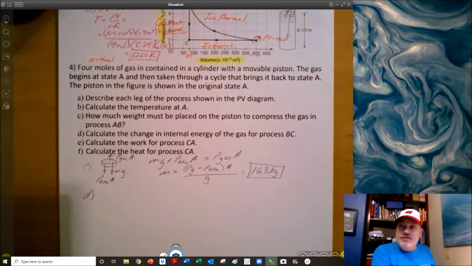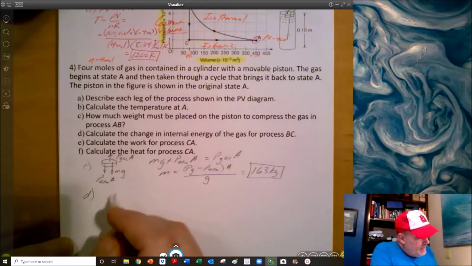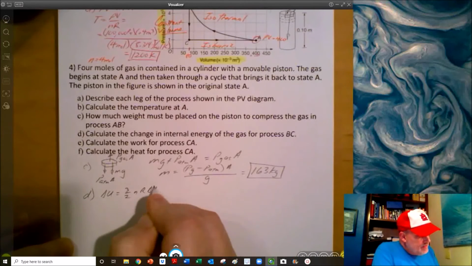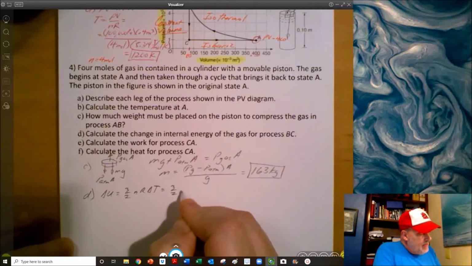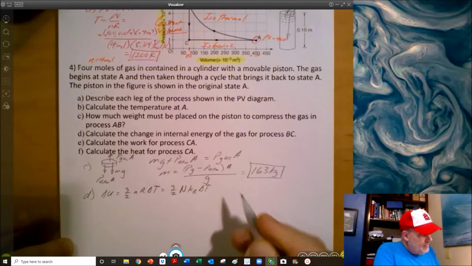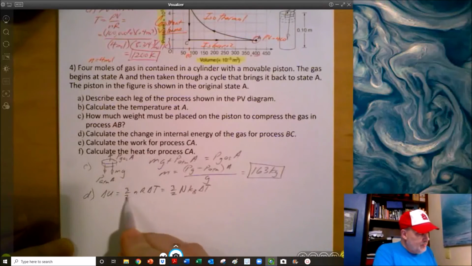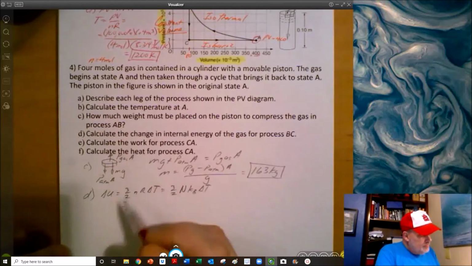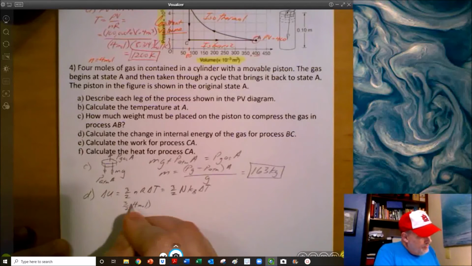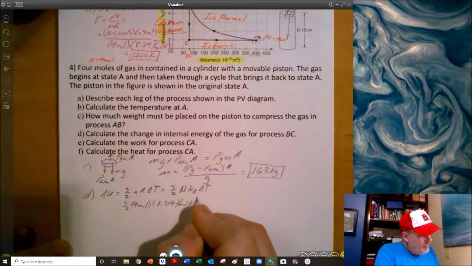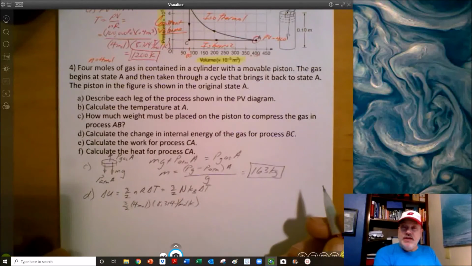Part D asks for the change in internal energy of the gas for process BC. So change in internal energy is 3/2 nR delta T, or 3/2 N, number of molecules, Boltzmann's constant, times the change in T. For us, we have number of moles, so we're going to use this one. So that's 3/2 times 4 moles, times 8.314 joules per mole Kelvin, and our change in temperature. We have to find our change in temperature.